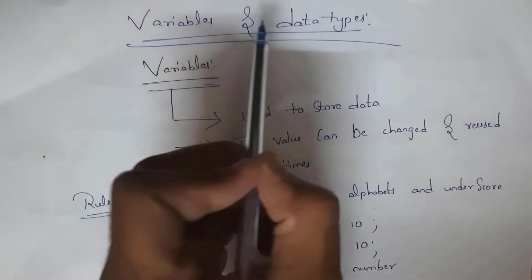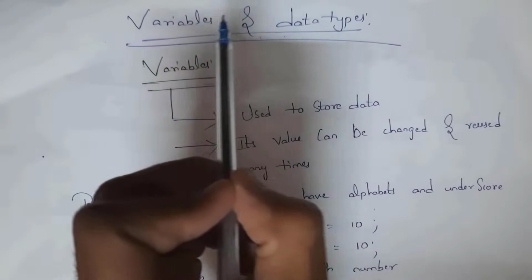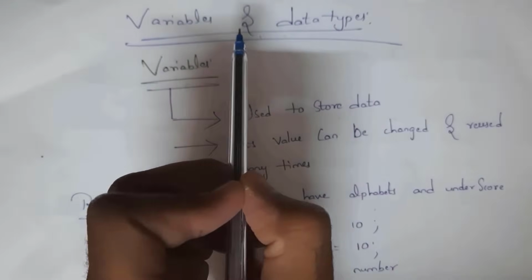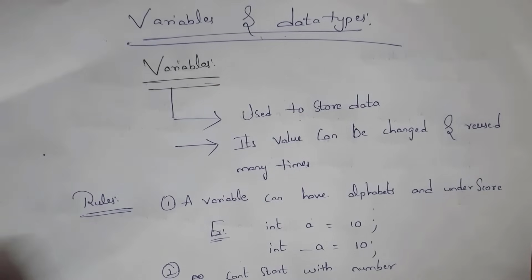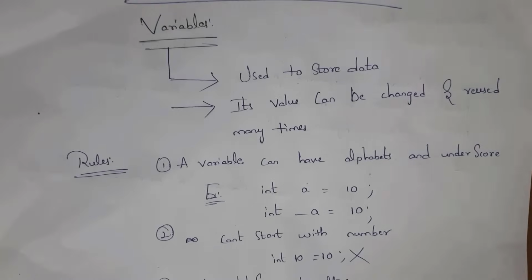Guys, these two topics are very important. If you don't understand these two topics, then you will not understand entire C programming. So listen to this topic carefully. At first I will explain what are variables. Variables are used to store data.